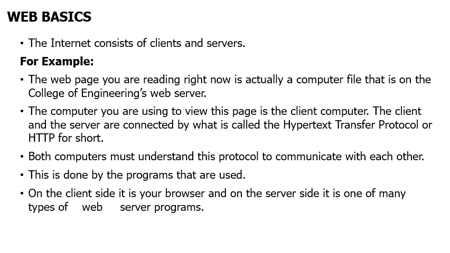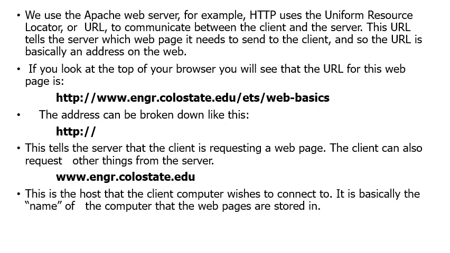On the client side it is the browser, and on the server side it is one of the types of web server programs. The client requests some data from the server, and the server responds in return to the request by the client. When you use, for example, the Apache Web Server, HTML uses the Uniform Resource Locator, known as the URL, to communicate between the client and the server.